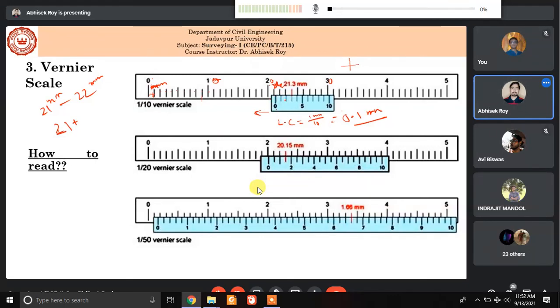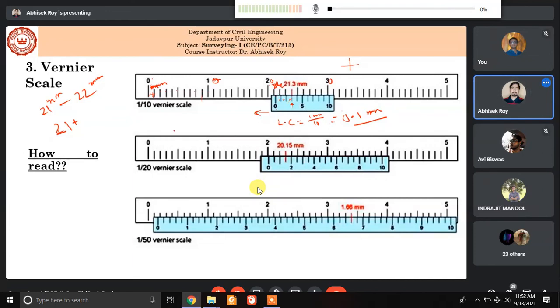Okay. Can you see which line is perfectly matching? Can you see this line is perfectly matching? Right? Yes, sir. That you have to determine. And how much in the vernier you have crossed from 0. This is 1 division, 2 division, 3 division. Is that clear? Yes, sir.